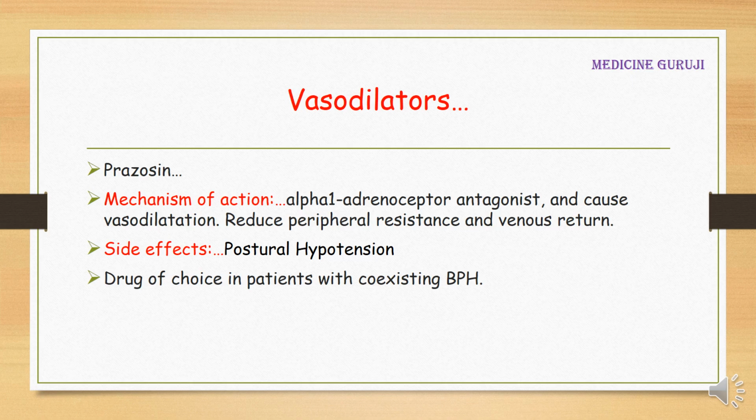Now we will see some vasodilators. The ideal candidate is prazosin. इसका मैकेनिज्म ऑफ एक्शन क्या है? Alpha 1 adrenoceptor antagonist and cause vasodilatation, reduce peripheral resistance and venous return. साइड इफेक्ट हमेशा याद रखिएगा वेजोडाइलेटर्स का, postural hypotension. They are drug of choice in patients with coexisting BPH, benign prostatic hypertrophy.